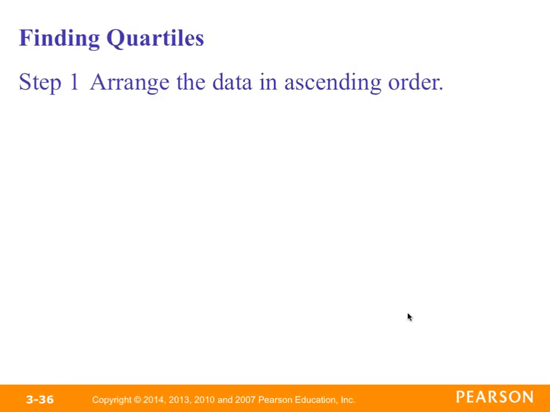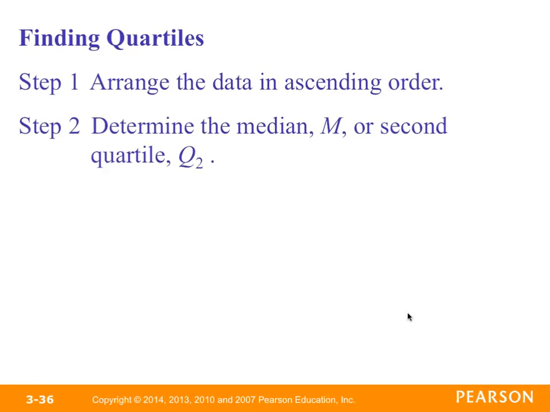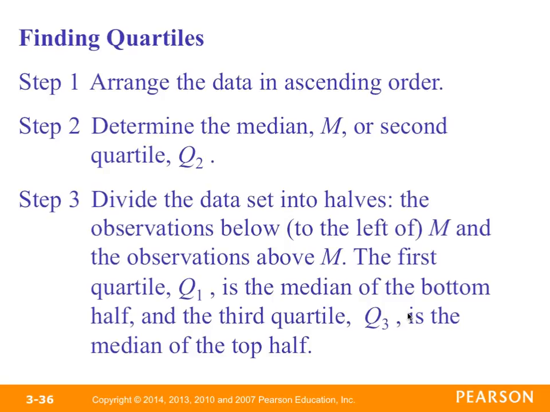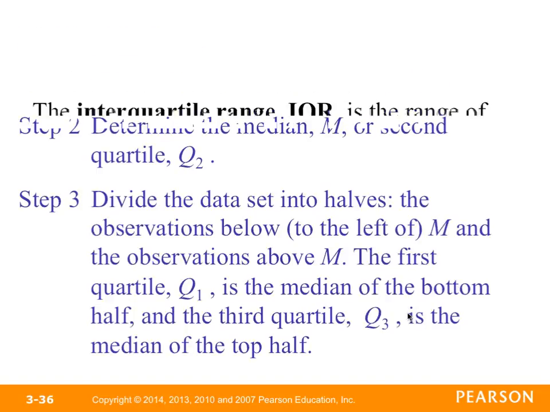Okay, we can also find quartiles. The first step for finding quartiles is arranging your data in ascending order, determining the median, and then dividing the data into 2 halves. So you have the observations that are below the median, the observations that are above the median. And then the first quartile is just obtained by taking the median of the bottom half.